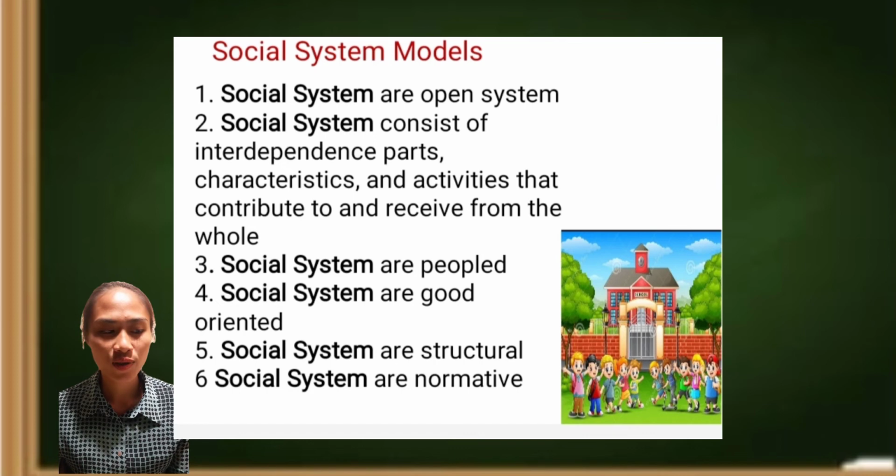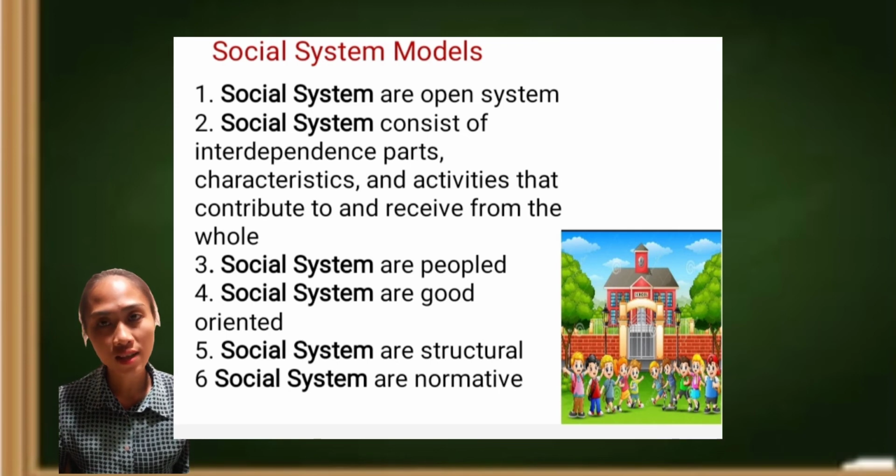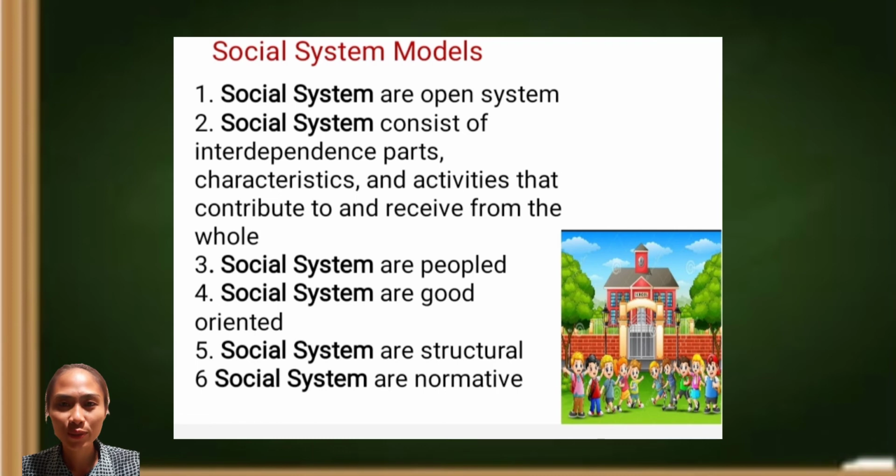Now let's proceed to social system models. First, social systems are open systems. Open systems allow interaction between concepts and materiality, or subject and the environment, or abstract and real. Number 2. Social systems consist of interdependent parts, characteristics, and activities that contribute to and receive from the whole. Number 3. Social systems are people, because people are biological or even social beings.